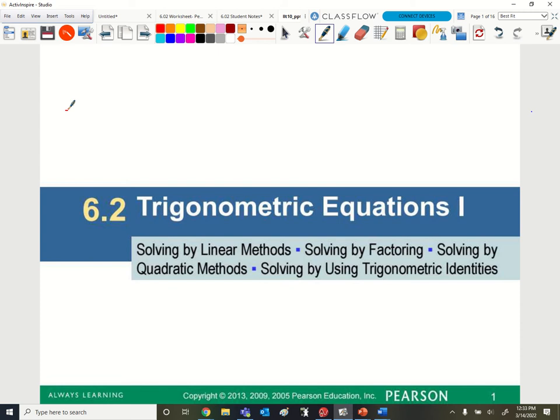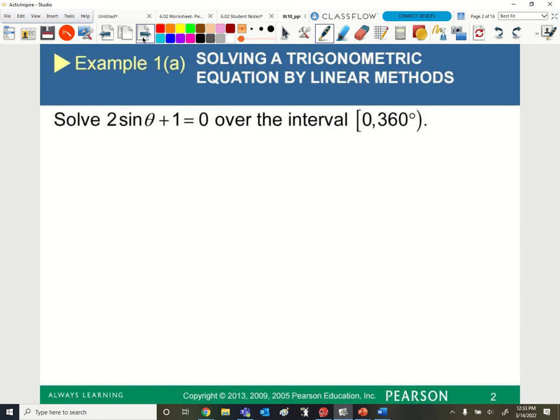So I approve. So, Trigonometric Equations I. Now, if you try to do this by hand, it takes a lot of work. It takes a lot of time. But I've got a method to do it a lot easier. You have to follow and pay attention and take good notes. So for here, solving trigonometric equations by linear methods.